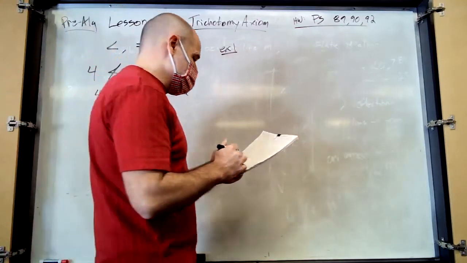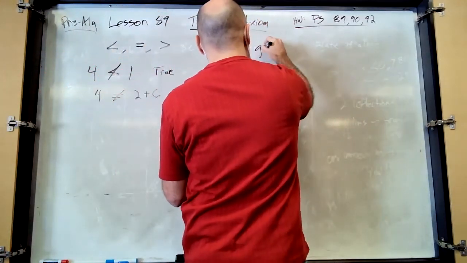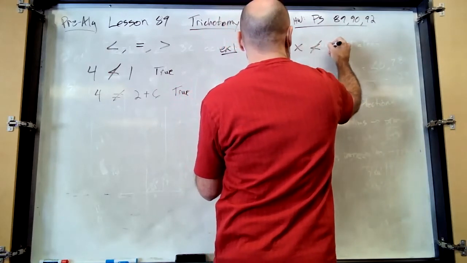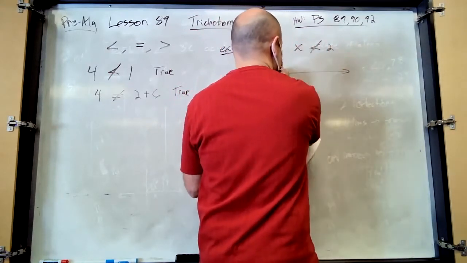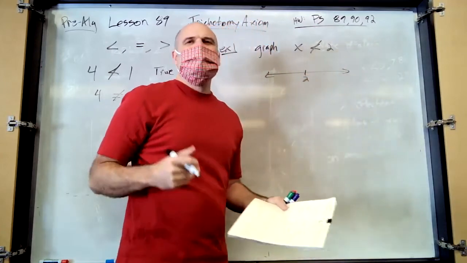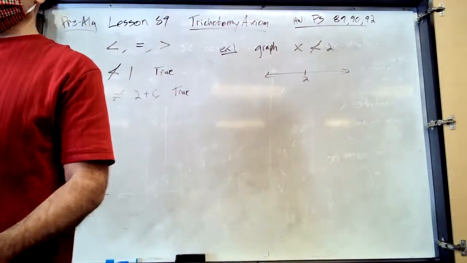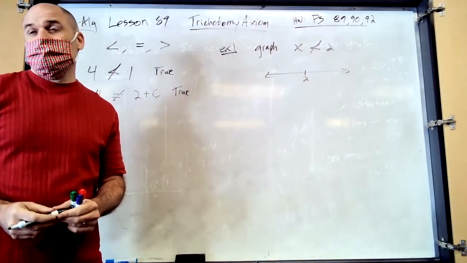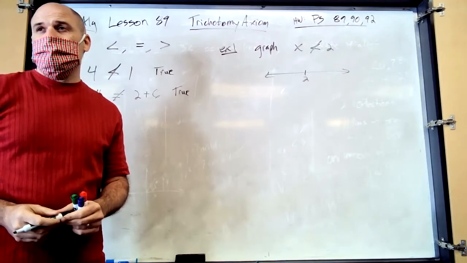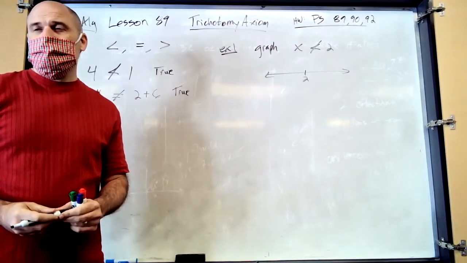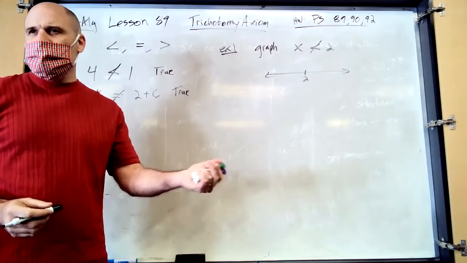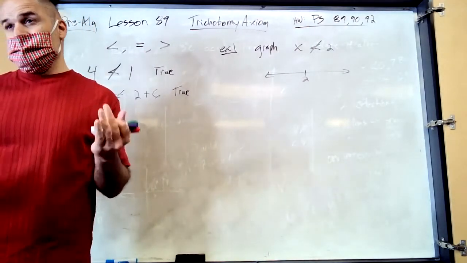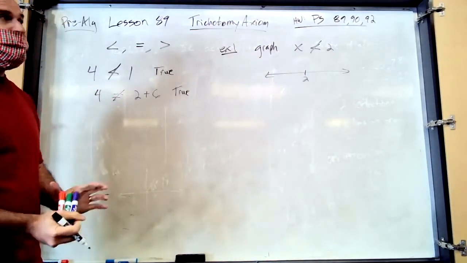So we could say, I want you to graph x is not less than 2. So on a number line, here's 2. How do you think we would graph that? X is not less than 2. It would be greater than. Yeah, but what else could it be? Equal to. Yeah, look, the only thing that we're getting rid of is this.